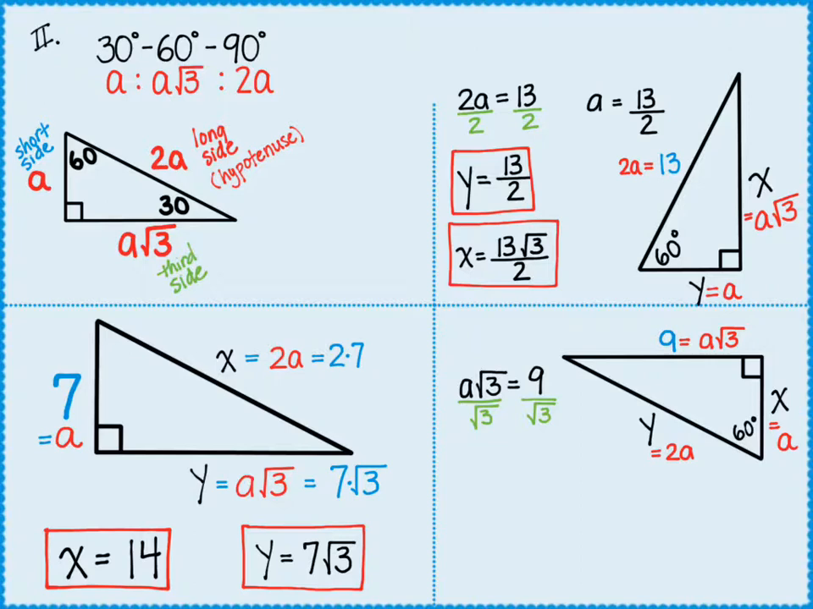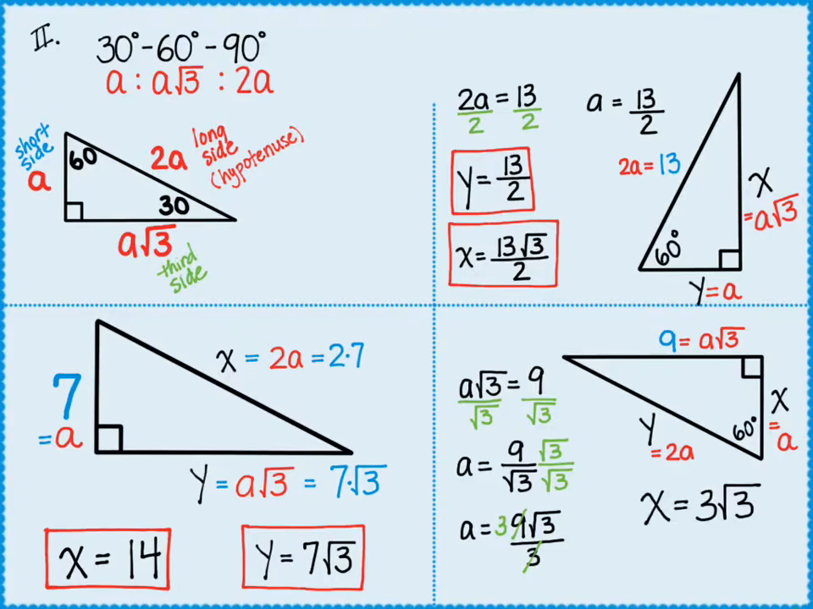A root 3 equals 9. Divide both sides by root 3, and you get A equals 9 over root 3. We need to rationalize the denominator, so we multiply by root 3 over root 3. That gives us 9 root 3 over 3, but 3 goes into 9 three times. Simplifying that, A is 3 root 3, which is what our x is. So we've solved for x. Once we've solved for x, we know that y is just twice that, because it's 2A, and 2 times 3 root 3 is 6 root 3, which is the final answer there.